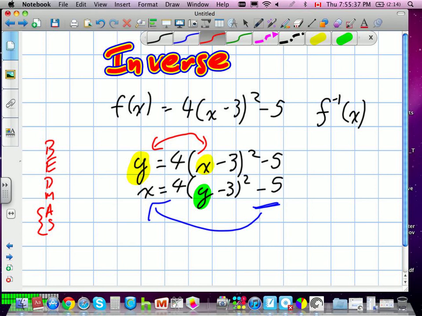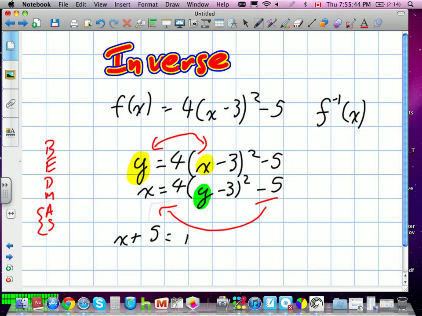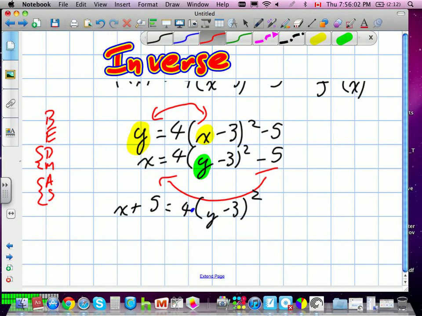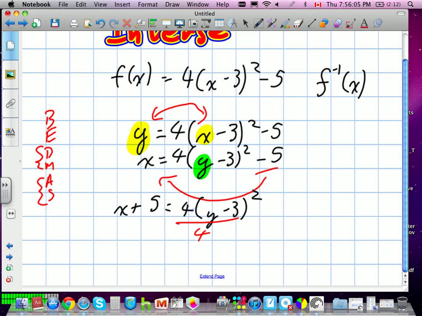I'm done with all my adding and subtracting, so the next thing I deal with in reverse BEDMAS is division and multiplication. Now, we have multiplication: 4 times this bracket. So I'm going to move that 4. How would I move it to the other side? Yeah, so we need to divide both sides by 4. So now I'm working with (x plus 5) divided by 4 is equal to (y minus 3) squared. Okay. Now the next step here is I have an exponent, so I'm going to deal with the exponent next. How do I move that exponent over?